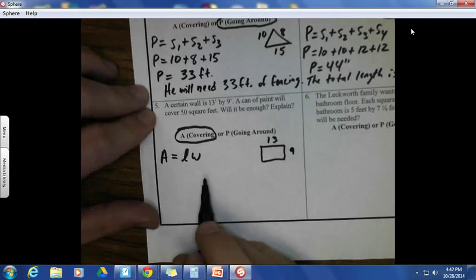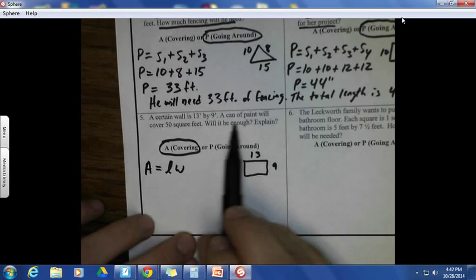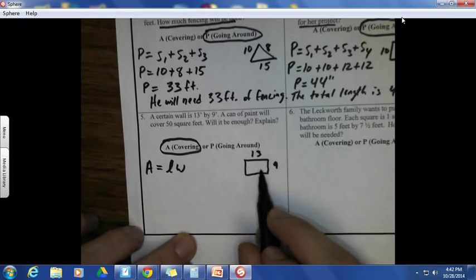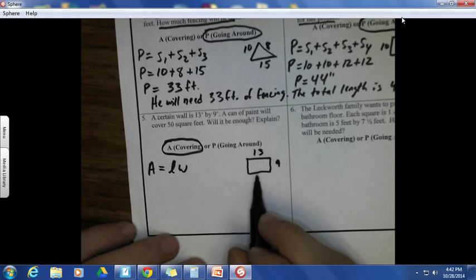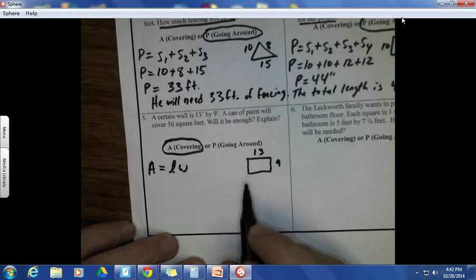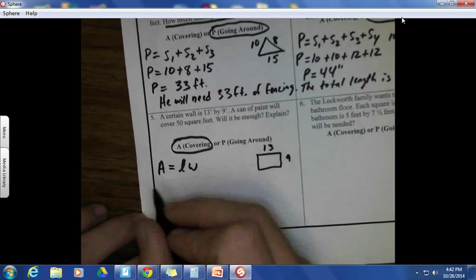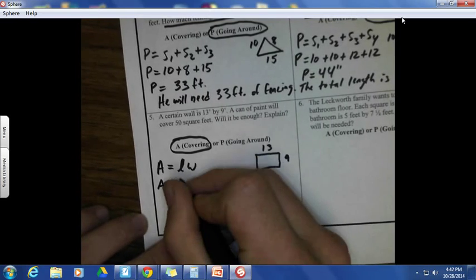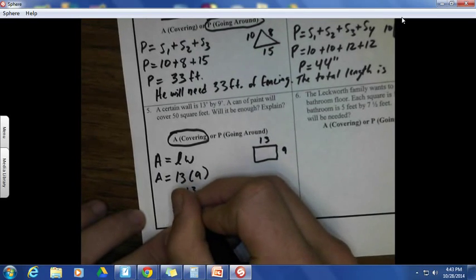So what it's asking you here is, it's saying that a can of paint will cover 50 square feet. It's wanting to know, is this area here greater or less than 50 feet? Is this can of paint going to be enough to cover this entire wall? Because we're covering, we're figuring out the area. So let's figure it out. Area, length times width. We have our length and our width here. 13 times 9. I like to do it up and down. 13 times 9.